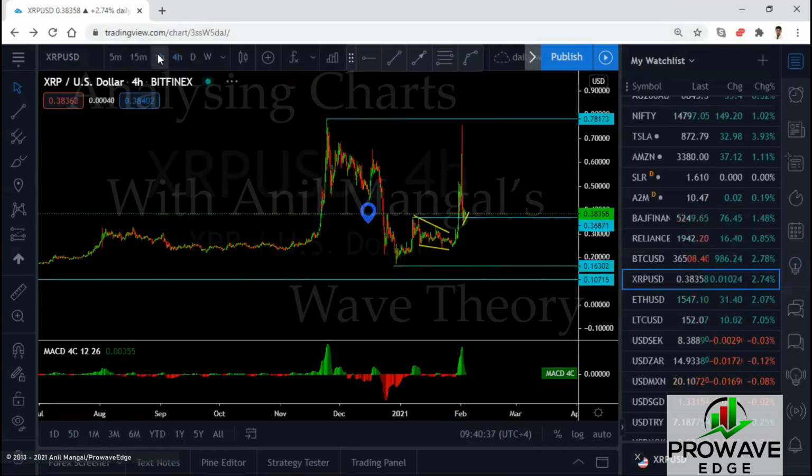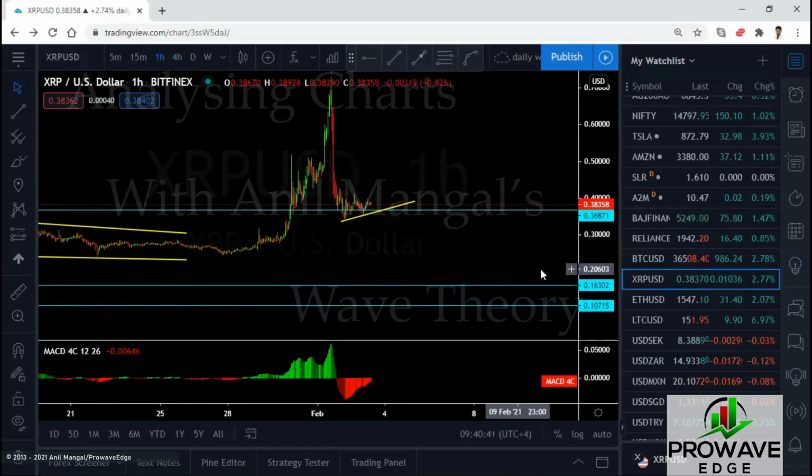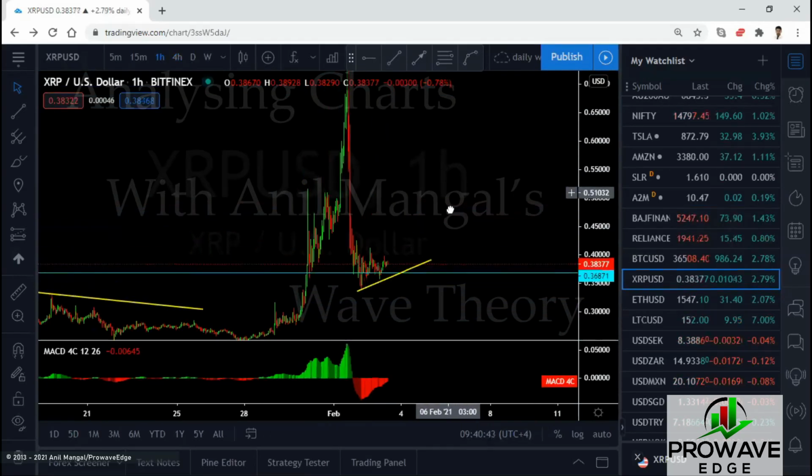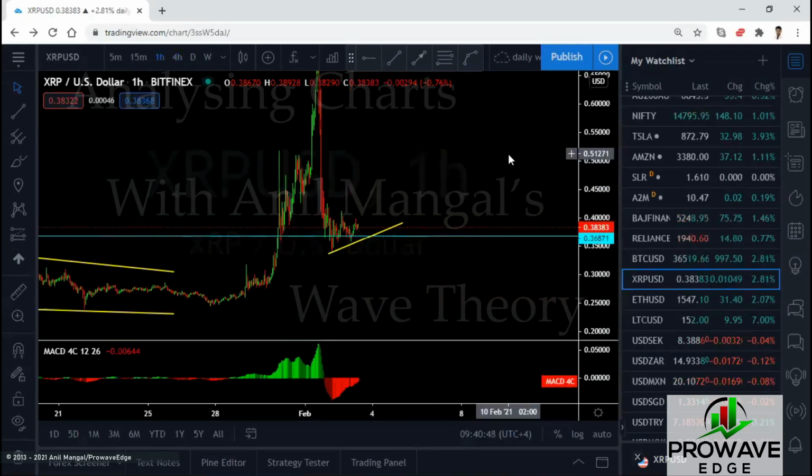So keep your eyes on it. You might get buy setups first. Short-term buy setups first before you get the sell, because they'll retrace some of this. So you can look for short-term buys back to the top and then look for sells.